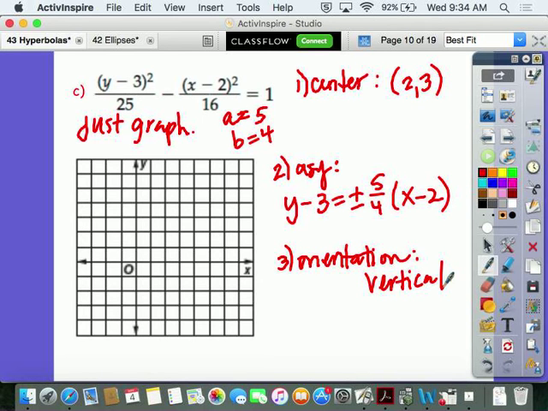Okay, so my center's at 2, 3. Okay, I need to make this a little bigger because I'll do this every time. I apply my asymptote, which means I'm going to go up 5, 1, 2, 3, 4, 5, over 4, 1, 2, 3, 4, down 5, over 4.